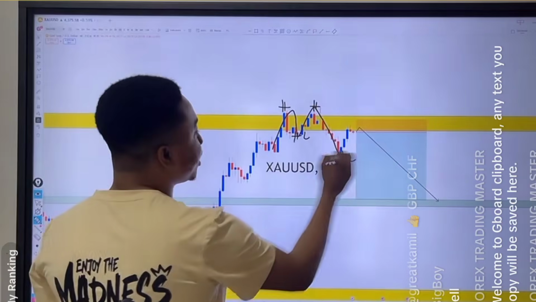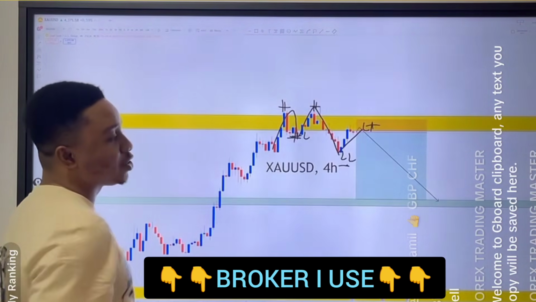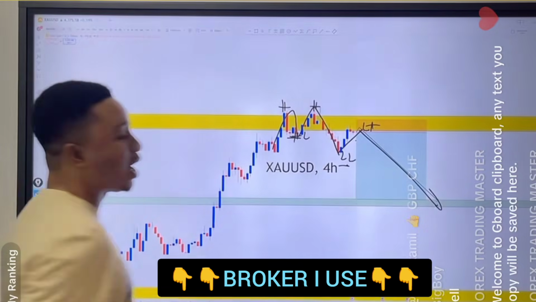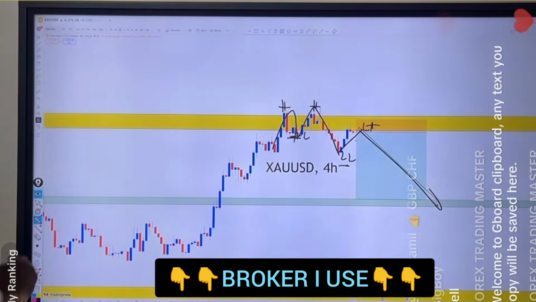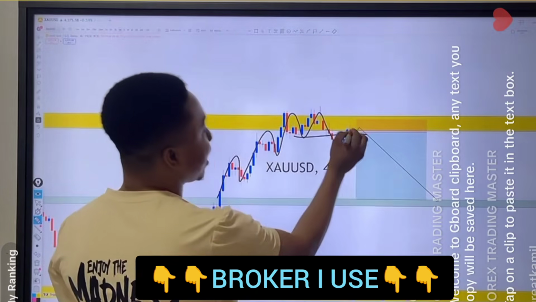Price has broken below the higher low to give us a lower low. It has completed lower high as well. What happens? We sell over to the downside. So gold, this is our full and complete technical analysis.